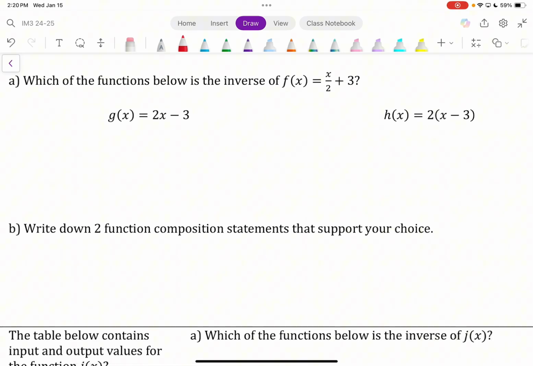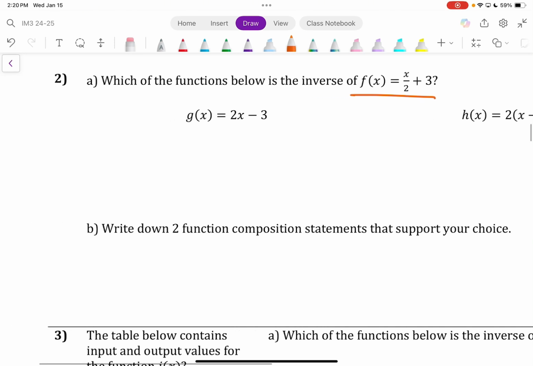And I'm going to show you guys how to figure out which function is the inverse of another function when given an equation, when given a function. Now, the starting function is the function f of x. So what I'm going to begin by doing is I'm going to pick a number. Actually, I'll have you guys pick a number. I want you guys to pick any number that can be divided by 2. 8. Let's go with 8.